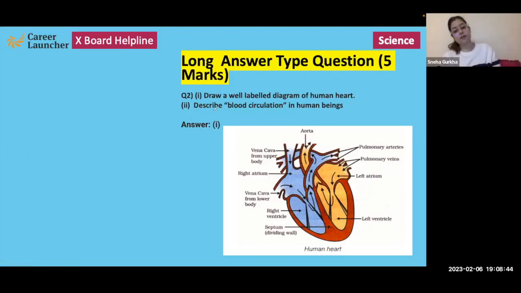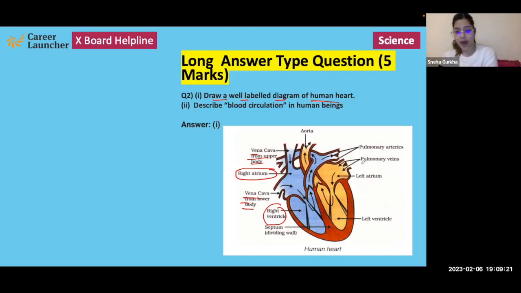So the first part of the question says, draw a well-labeled diagram of human heart. So you have to mention all the parts very, very carefully. We have to mention the superior vena cava. So this is vena cava from the upper body. Then inferior vena cava. Then there is a right atrium, the right ventricle, right? And then there is a septum or a separation, which is separating the right part of the heart from the left part of the heart.